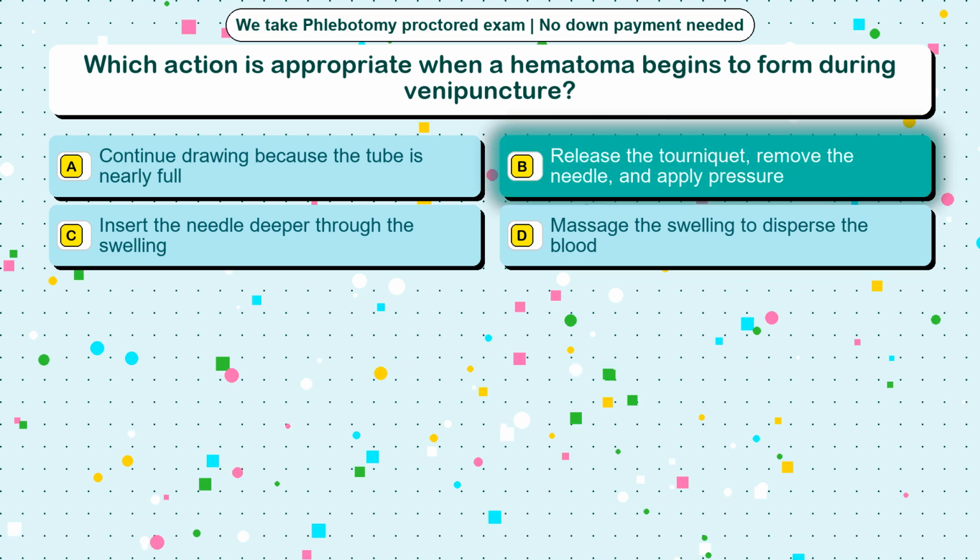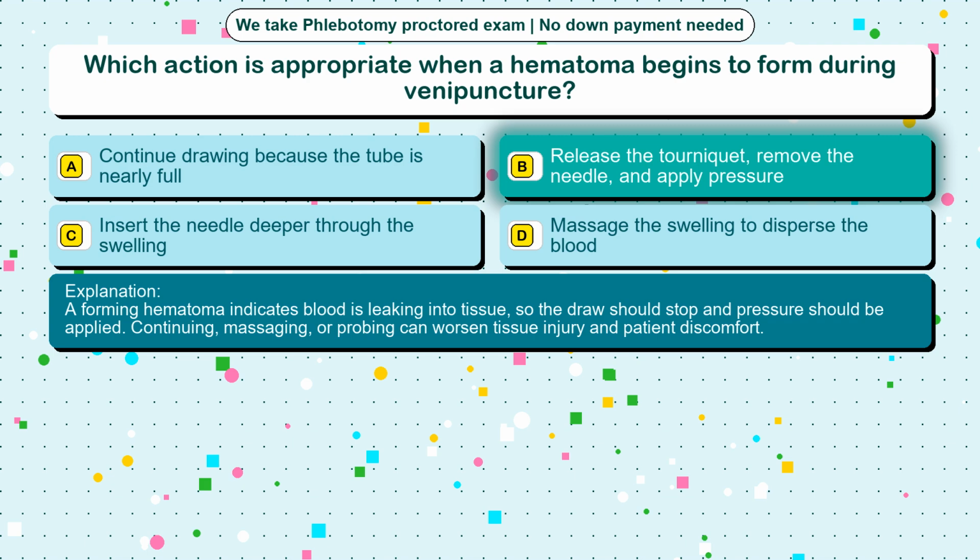The correct answer is option B. Release the tourniquet, remove the needle, and apply pressure. A forming hematoma indicates blood is leaking into tissue, so the draw should stop and pressure should be applied. Continuing, massaging, or probing can worsen tissue injury and patient discomfort.